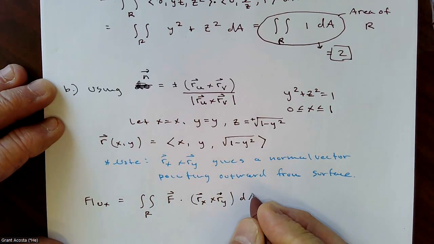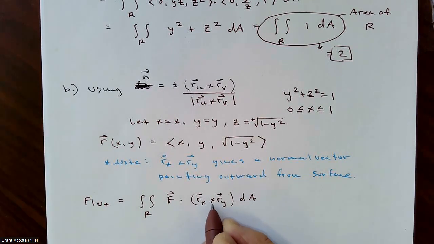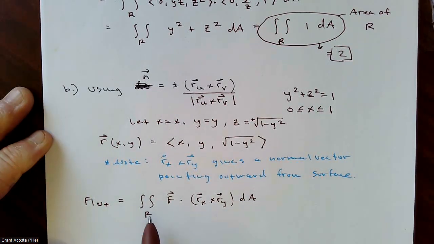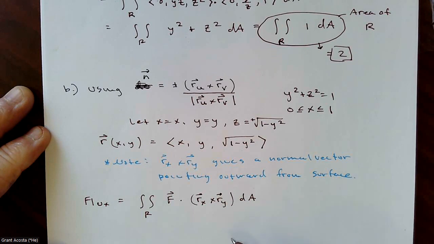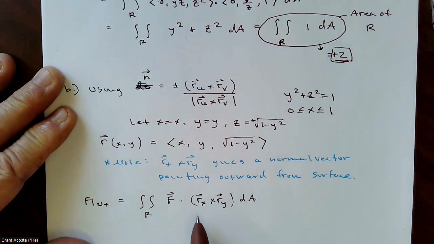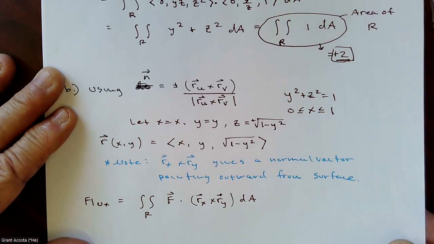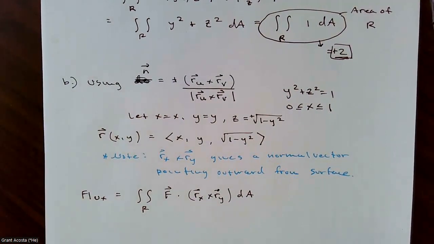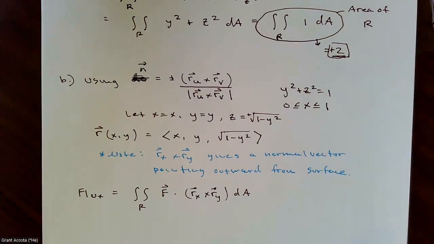What'll happen is if you do the wrong order, if you do the cross product the other way, you're going to get, in this case, probably a negative answer. And that's because you're calculating flux the wrong way. We know the answer should be positive 2. If you do it R sub y crossed with R sub x, you're probably going to get negative 2. Okay, so now we need to figure out what R sub x crossed with R sub y is.